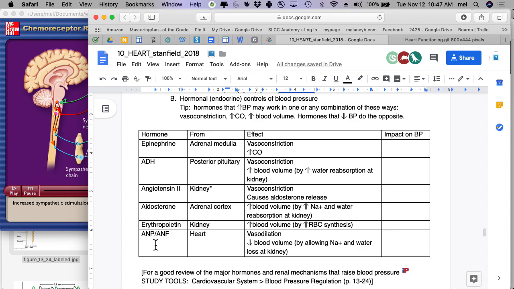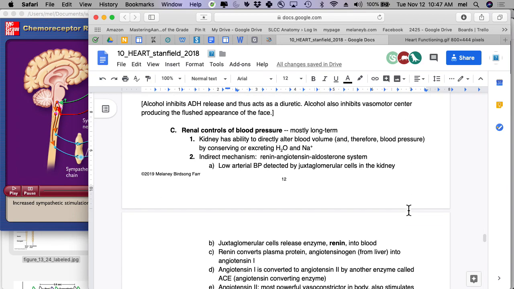Dilation, not constriction. And so this is the only one that does what to your blood pressure? Decrease, yeah. So it's the only blood pressure decreaser that we have hormonally, or that you're going to learn hormonally. Everybody okay with that? So that's not bad because you've already done most of those.